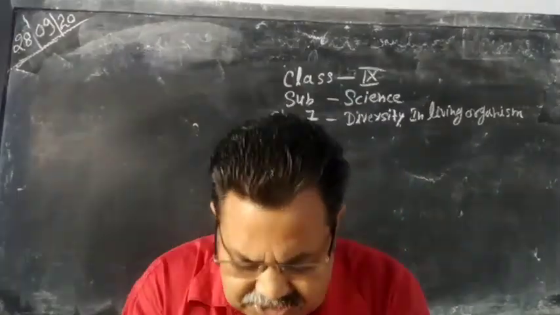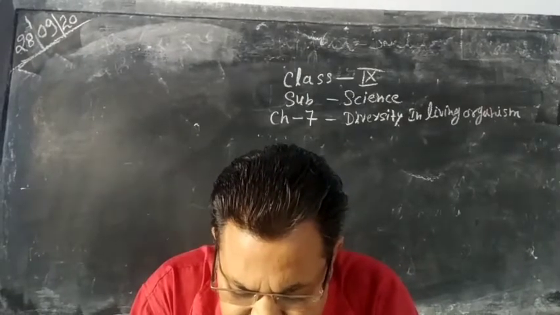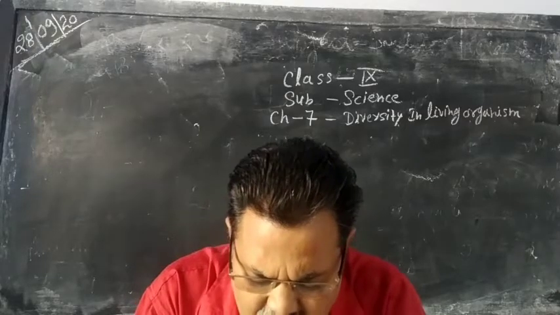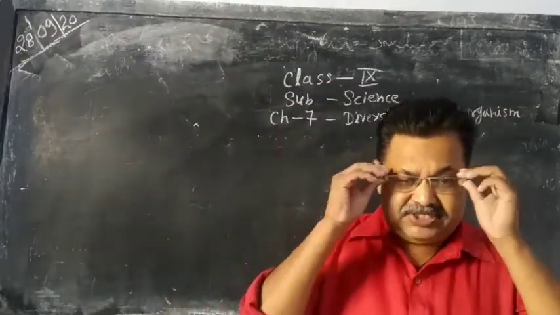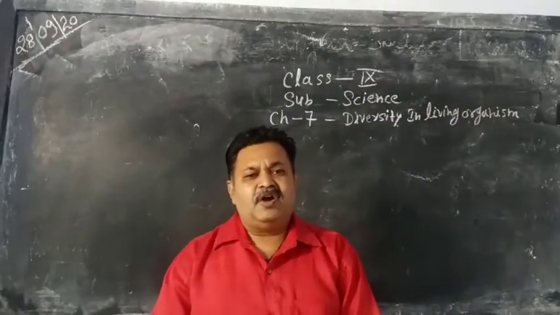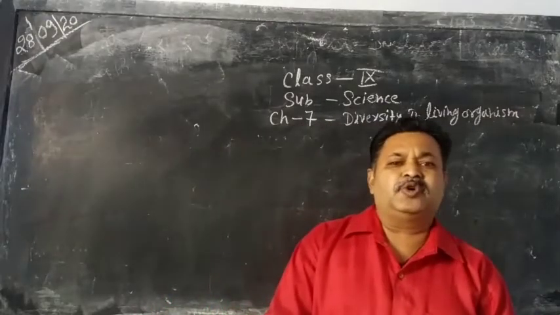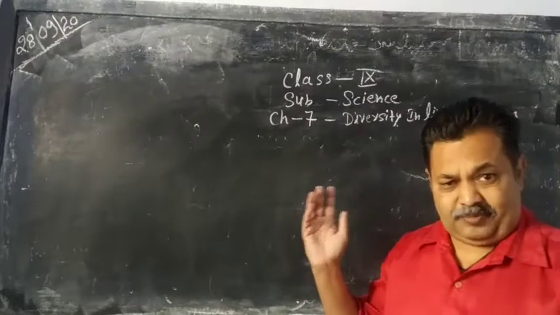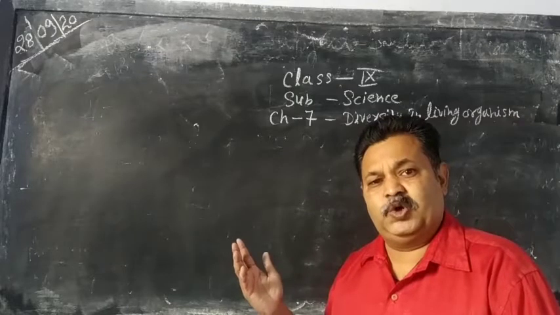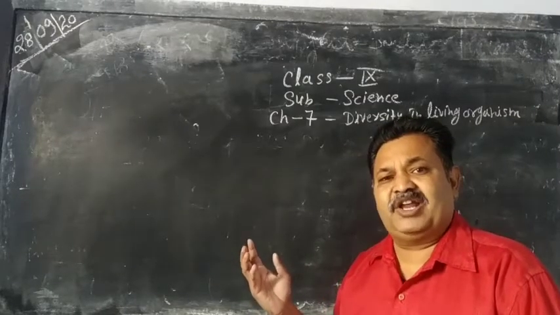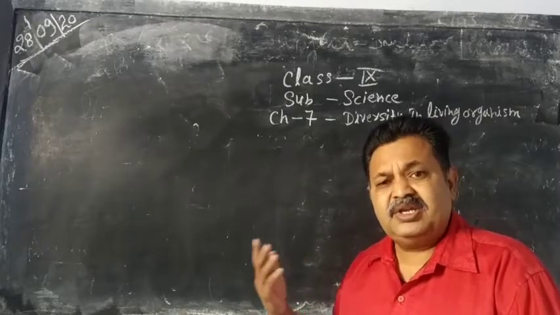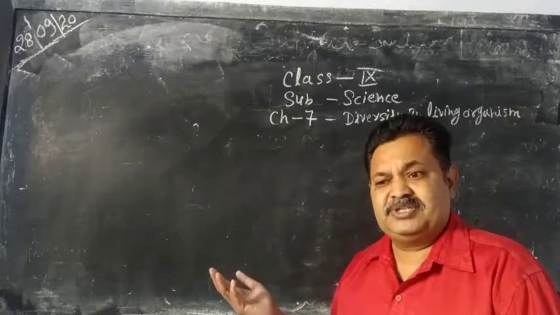So another basis of classification is: do organisms produce their own food? On the basis of the mode of nutrition, organisms are of the following types: autotrophic organisms and heterotrophic organisms. Autotrophic organisms prepare their own food with the help of photosynthesis. Green plants are in the category of autotrophs.